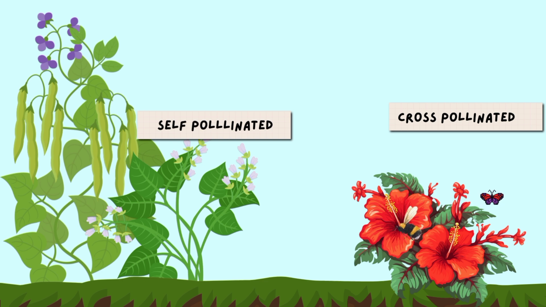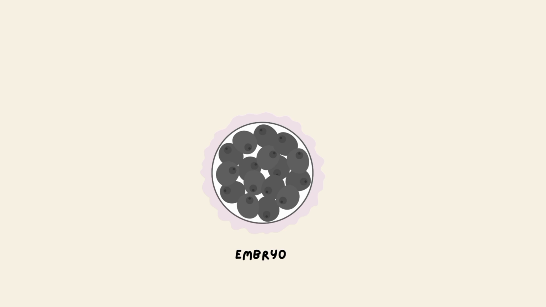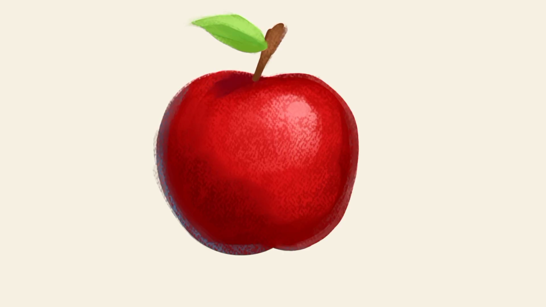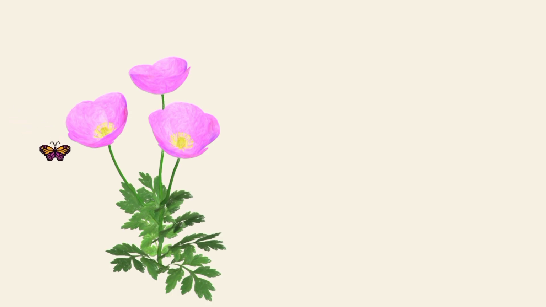After pollination, the pollen tube grows from the stigma and carries the pollen grain towards the ovule. Once it reaches the ovule, fertilization takes place. The pollen fuses with the egg cell present inside the ovule to form the zygote, which later develops into the embryo. The ovule then develops into seed, the ovary becomes the fruit, and other floral parts gradually fall off. And that's how pollination leads to the formation of seed and new plants.